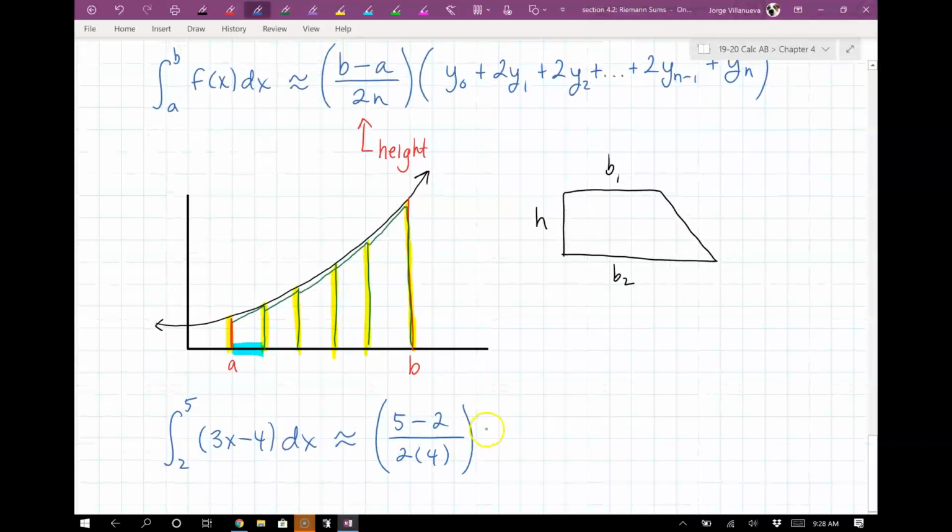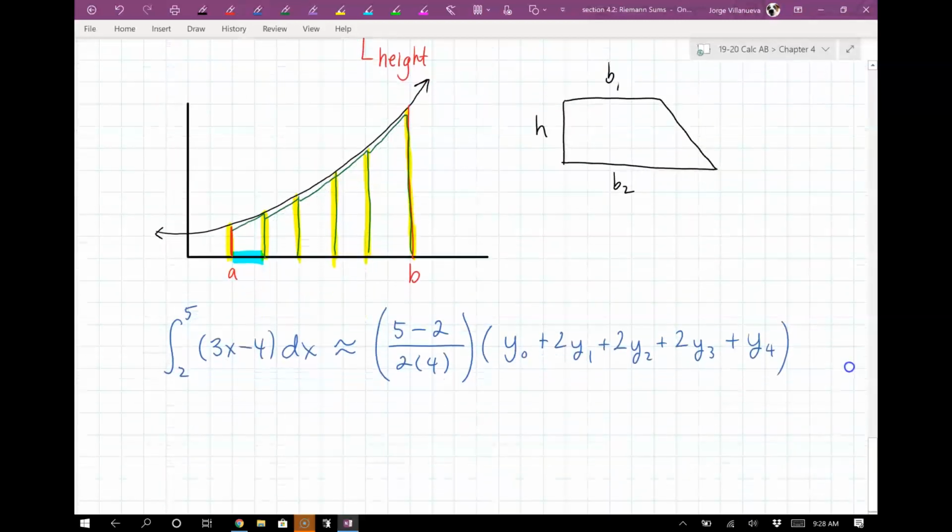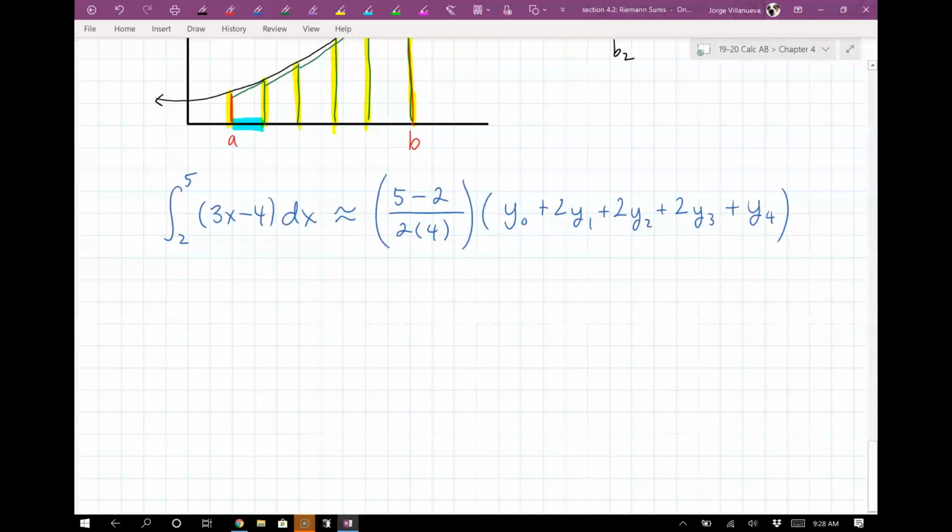Okay, and then just to show you what it should look like, you're going to have y sub 0 plus twice y sub 1 plus twice y sub 2 plus twice y sub 3 plus y sub 4. That's going to be our last one because you go from beginning to end with this equation. Okay, it says from 0 to n according to the definition. All right, so let's start calculating. 5 minus 2 is 3 over 8, so 3/8.